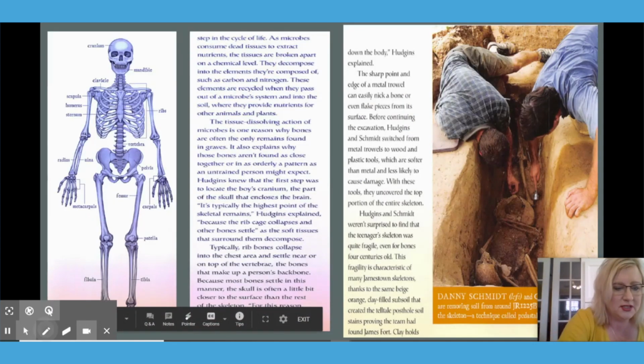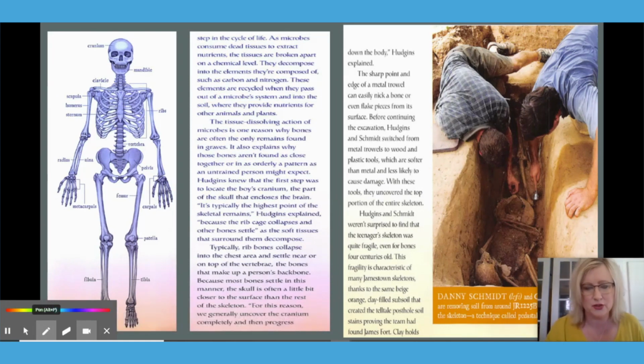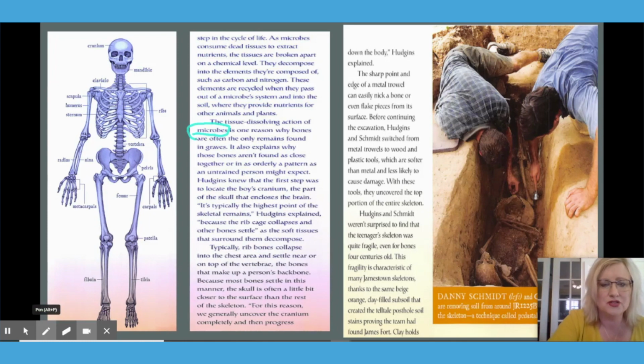As we continue, you can see, again, some of the illustrations and pictures that are here in the text. And I've just copy pasted these into the slide because it's easier to mark these, and I can't do that when I go to the text itself. So I just want to point out a couple of places that might be a good spot to do a level 1 maybe. In this, it's talking about microbes. And it talks about that the microbes are tissue dissolving, and one of the reasons that bones are the remains that are left. You could do a level 1 question very easily there.